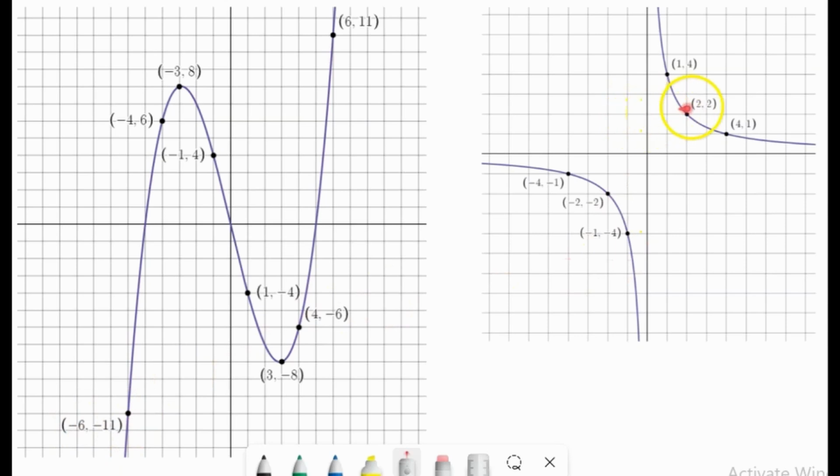We see the same thing over here. We have the point (2, 2) and the point (-2, -2). We have the point (4, 1) and the point (-4, -1). This one corresponds to this one, and this point corresponds to this one. We have (1, 4) and we have (-1, -4). And so we can see evidence that this graph has symmetry across the origin.